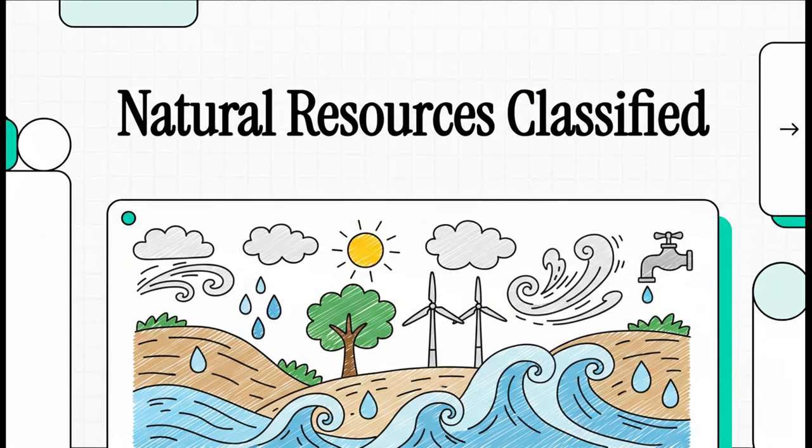Today we're going to classify, well, everything. The air we breathe, the water we drink, the very ground under our feet. It all fits into a handful of simple, logical buckets. We're going to build a mental map of our planet's resources. So let's jump right in.